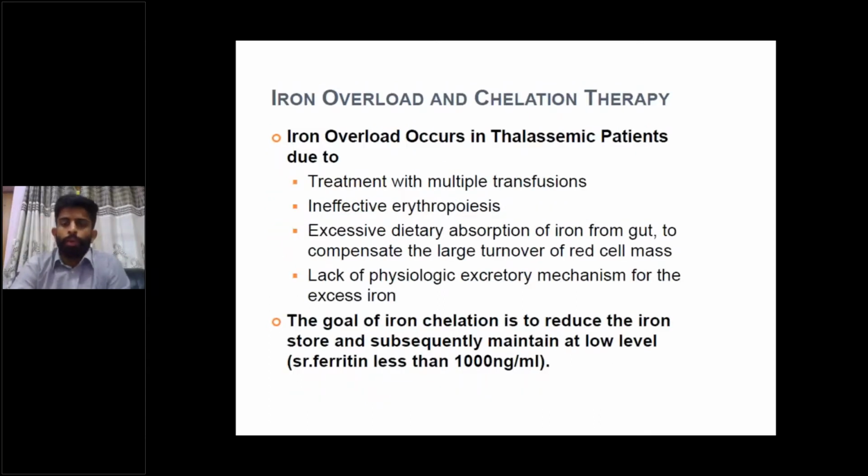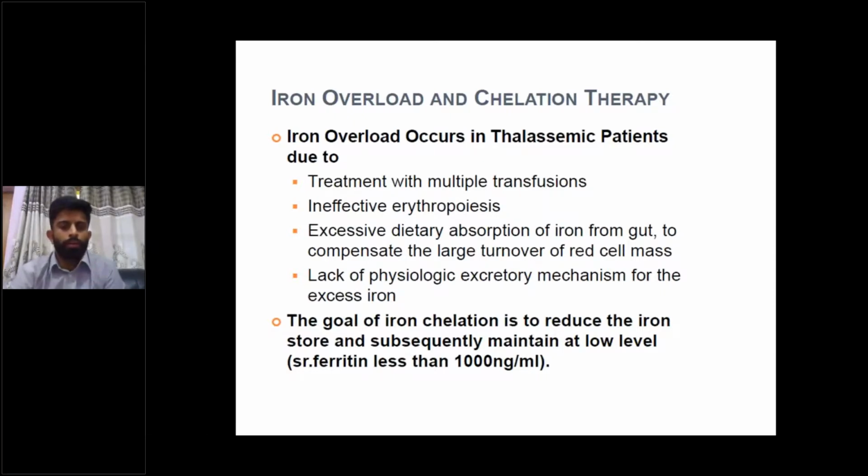So the next part is iron overload and chelation therapy. Iron overload occurs in thalassaemic patients due to treatment with multiple transfusions, ineffective erythropoiesis, excessive dietary absorption of iron from the gut to compensate the large turnover of red cell mass, and lack of physiological excretory mechanism for excess iron. That is the main reason there is iron overload. There is no excretory mechanism for excess iron except through reticuloendothelial cells and RBCs that are lost through the gut or the urine. That's it.